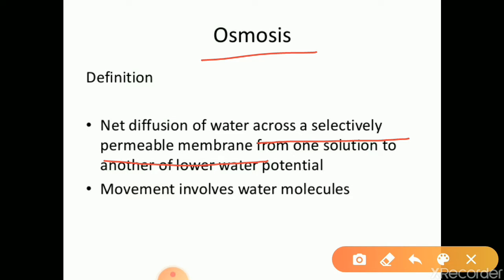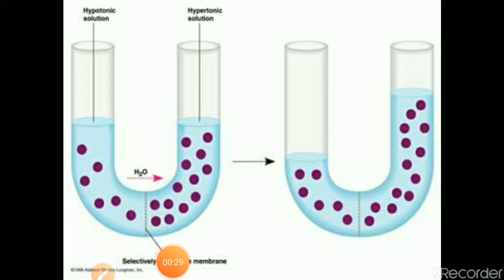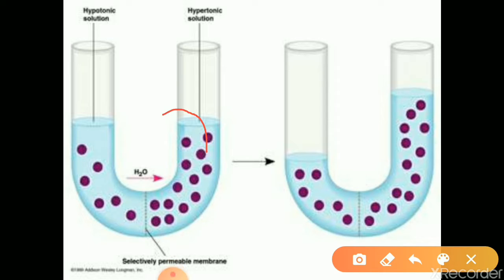What is osmosis? Movement of water molecules from where to where? From a higher concentration to a lower concentration through a semi-permeable membrane. So this process we can call osmosis.